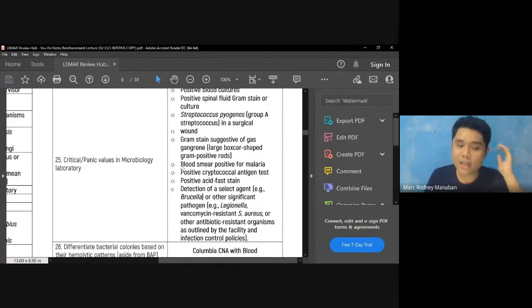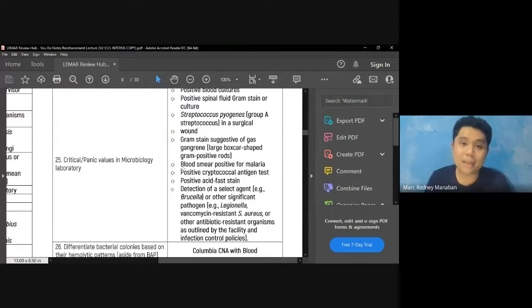Of course, if there is an organism recovered from a sterile site, meaning an organism recovered from blood, from CSF, and body fluids. Because these body fluids are considered to be sterile, meaning under normal circumstances, there should be no microbes there. If there is a microbe there, it could mean it is the one causing the infection. So it needs to be reported immediately because it could be life-threatening.